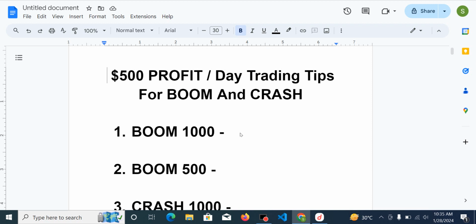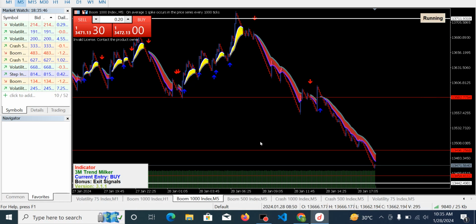As for the $500 profit per day, it all depends on your trading capital. The more your trading capital, the easier it is for you to achieve, but you can always grow from your small trading capital into something reasonable. So many people have done that. You can also do the same thing. Now let's move on to the chart right away.